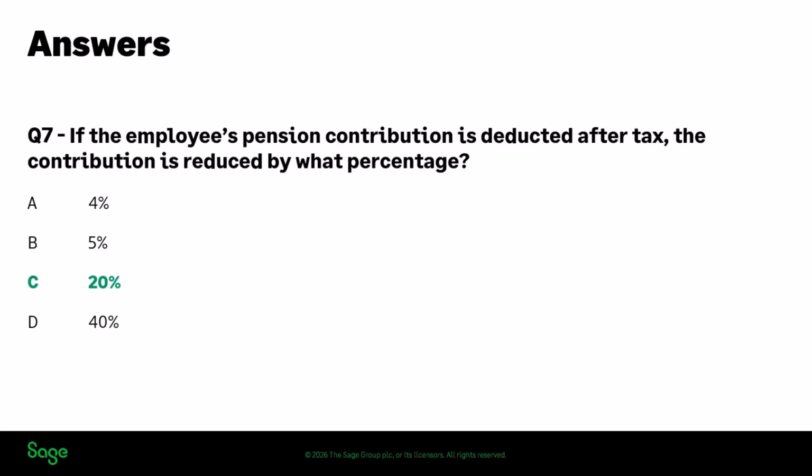So if there was a 5% contribution, 20% of 5% is 1%, which means in effect only 4% is taken from the employee, if you follow that.